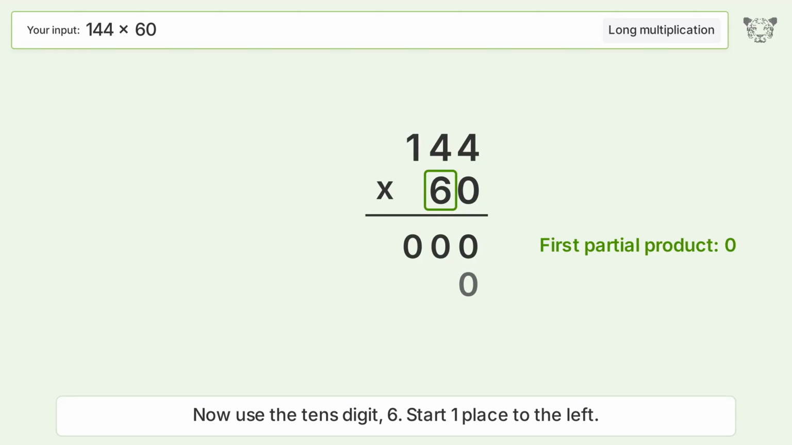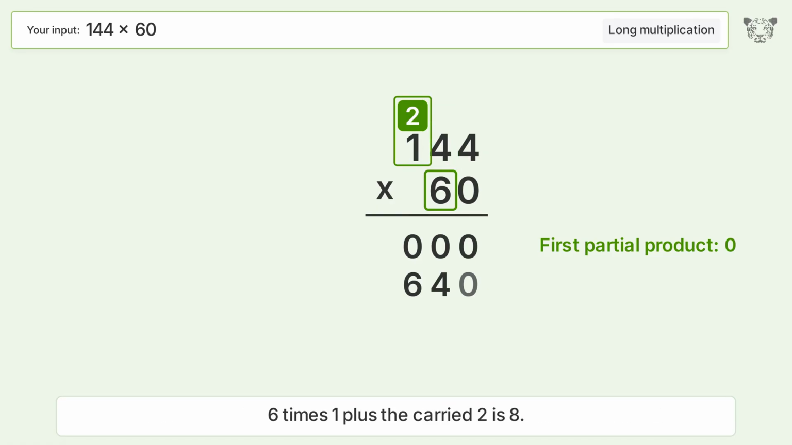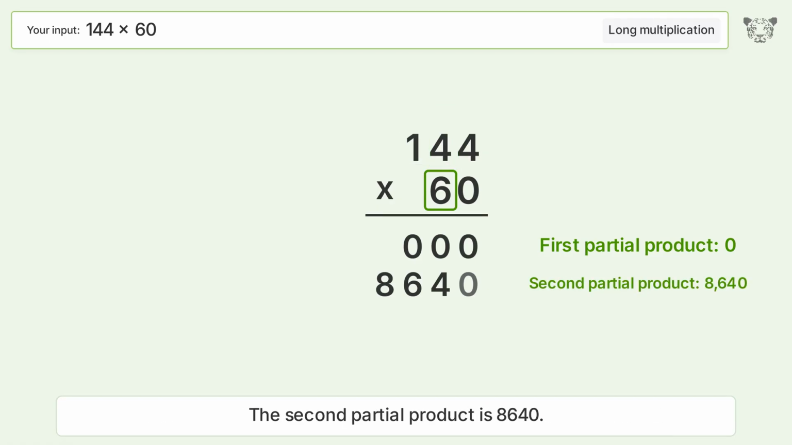Now use the tens digit, 6. Start one place to the left. 6 times 4 is 24. Put 4 in this column and carry 2. 6 times 4 plus the carried 2 is 26. Put 6 in this column and carry 2. 6 times 1 plus the carried 2 is 8. The second partial product is 8,640.